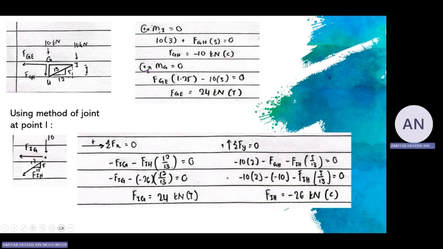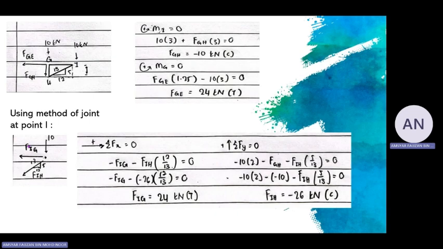So we move to point G. We assume counterclockwise is a positive value, so the moment around point G is equal to 0. We got FGE times 1.25 minus 10 times 3 equals 0. So we got FGE equal to 24 kilonewtons, and it is a positive value, so that means it's tension. Like I said earlier, they have two methods. The first one is the method of section, and the second one is the method of joint.